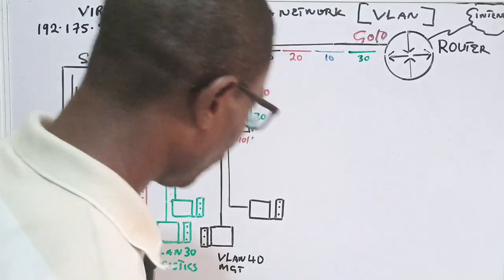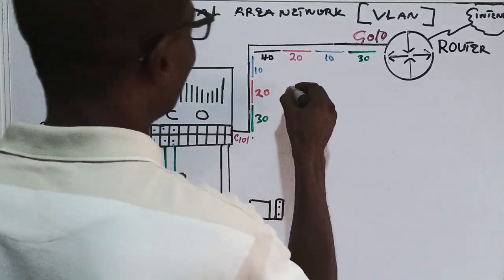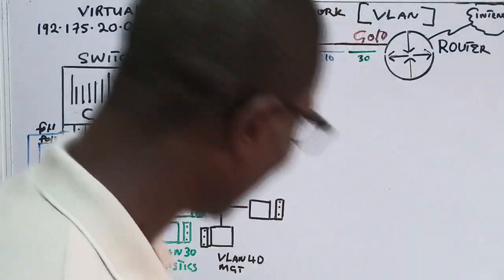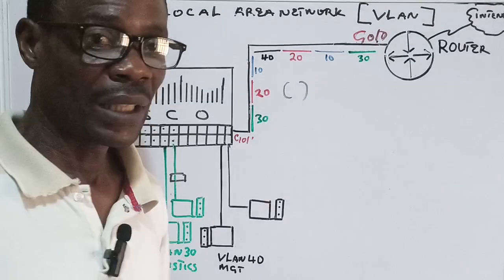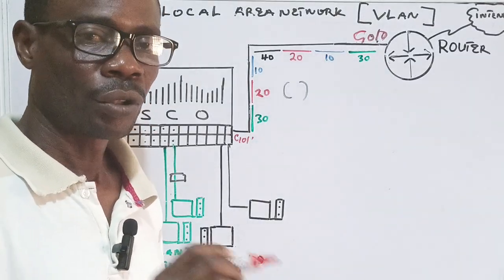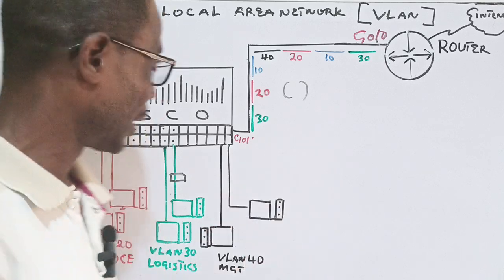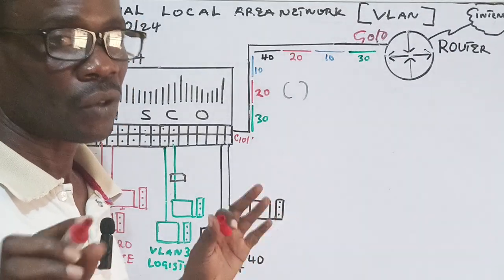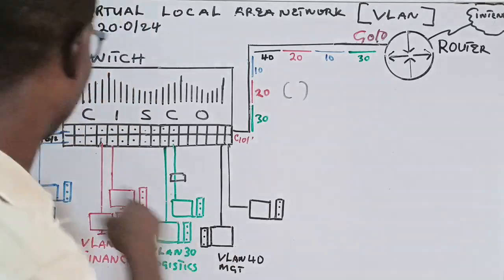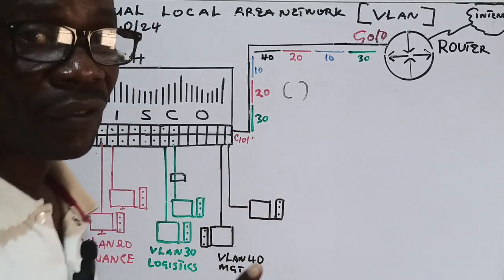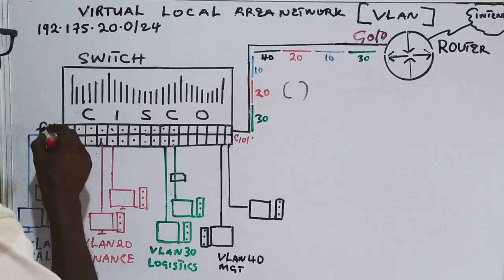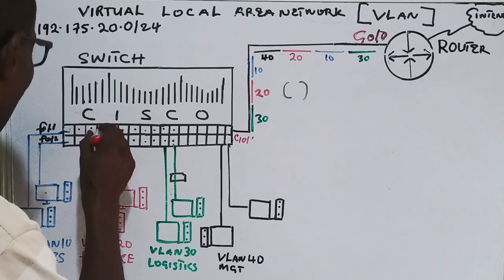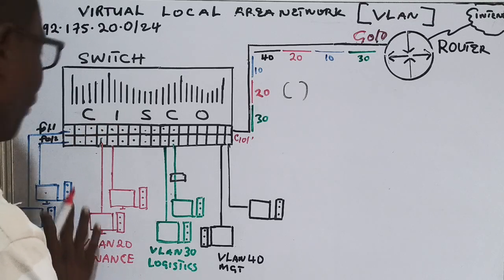So let's clean this and go back up here. You have created these VLANs. Now, what next? After creating these VLANs, when you go back to privilege mode and do show VLANs, you are going to see all the VLANs you created: sales, finance, logistics, management and voice VLAN. Now you are going to assign interfaces to every VLAN. Let's say Fa0/1, Fa0/2, Fa0/3, Fa0/4, Fa0/5, Fa0/6 and Fa0/7 should be assigned to VLAN 10.